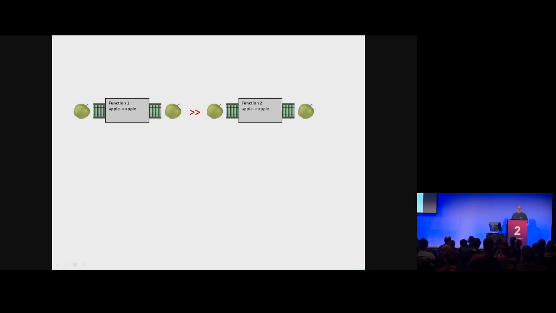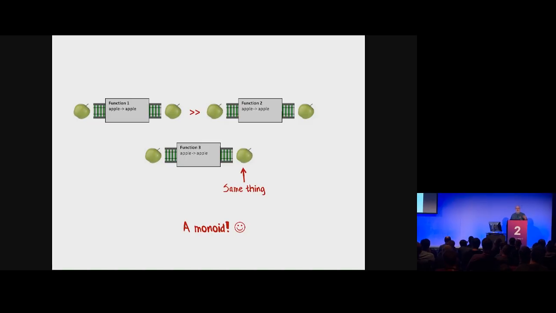But if we have functions that turn apples into apples, and we combine them, we get another function which turns apples into apples, and that is a monoid, because the input functions and the output functions are the same kind of thing. So if you're working with functions that turn integers into integers or strings into strings, those kinds of things, you can do them incrementally, and all that kind of stuff, because they're monoids.